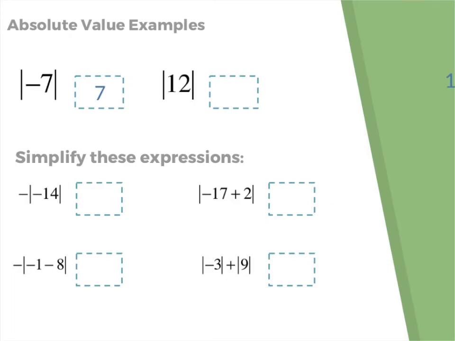And again, 12 is 12 spots away from 0. So I'm going to have 12 as the absolute value of 12. It's not the opposite, so absolute value does not mean opposite. The opposite of 12 is negative 12, but I'm not asking for the opposite, I'm asking for the absolute value. And the absolute value of 12 is 12.